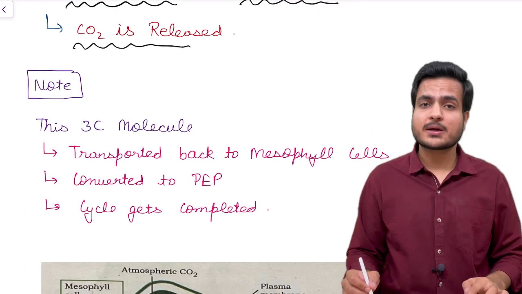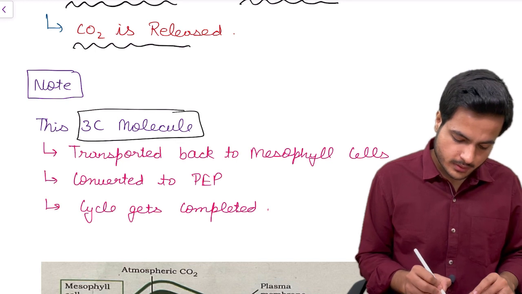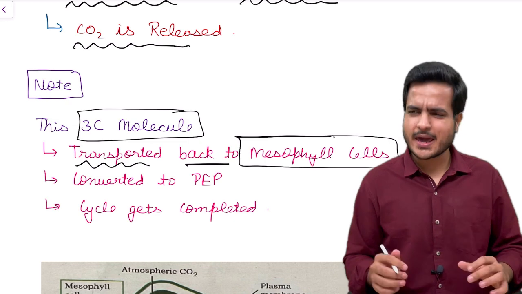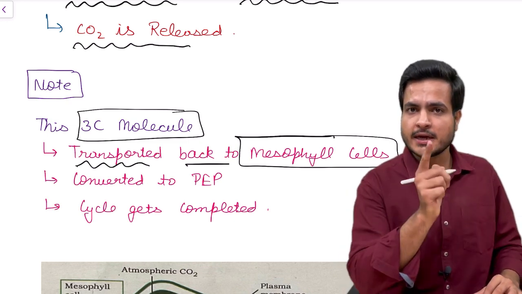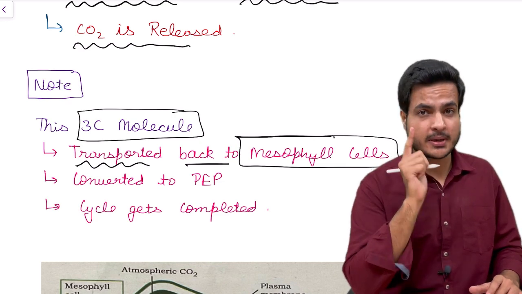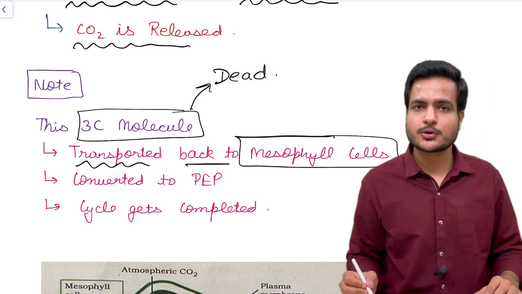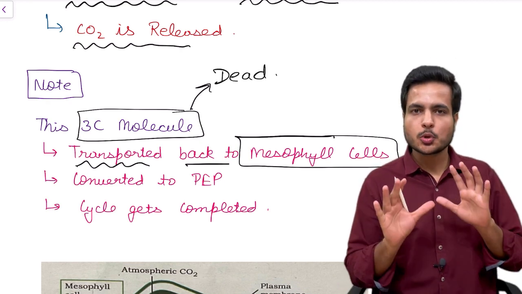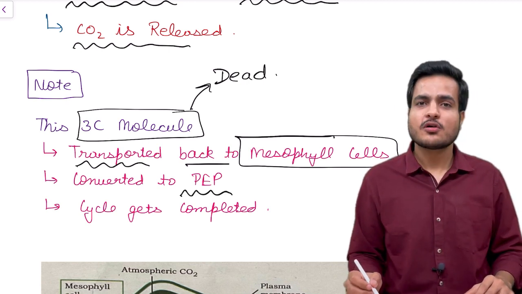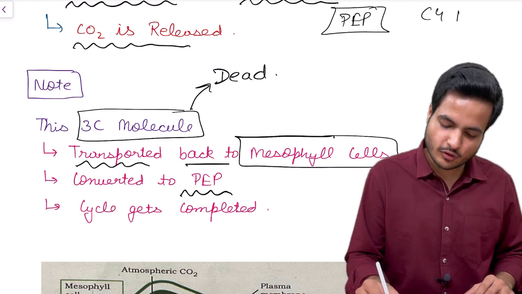Now let's see what is happening to this 3-carbon molecule formed. It is transported back to the mesophyll cells, and the bundle sheath cells, being angry, say to the mesophyll cells, dare not send me oxaloacetic acid's friends again, otherwise I will break them down and send their dead bodies, this 3-carbon molecule, back to you. The mesophyll cell says, chill bro, I'll use these dead bodies to convert into a useful product, phosphoenol pyruvate, which is the primary carbon dioxide acceptor in C4 plants.